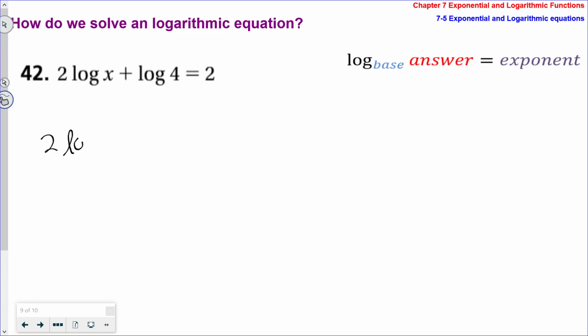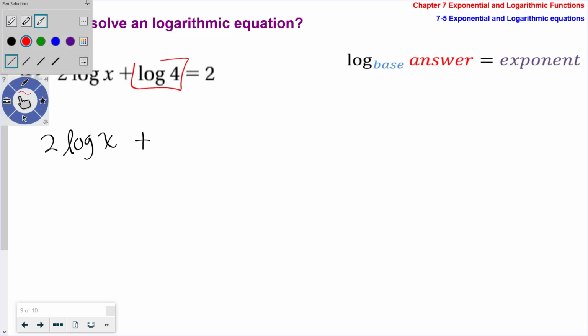2 log x plus whatever log 4 is equals 2. So what is the value of log 4? Angelina? 0.602. 0.602, double 2 or just one 2? Just one 2. 0.602. All right.